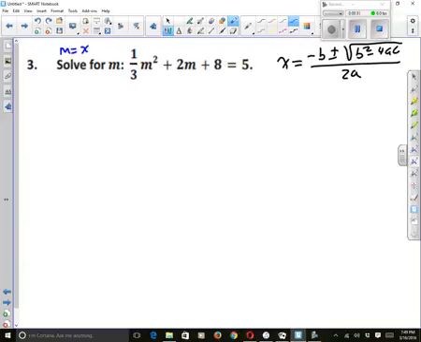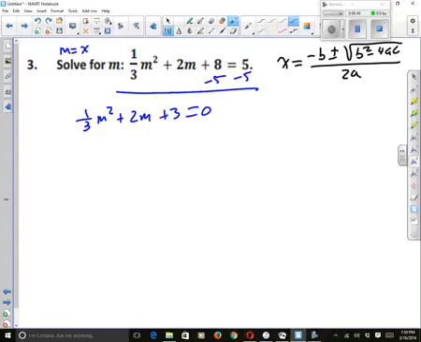All right, notice that I've got to subtract the 5 here and subtract the 5 here. That's going to give me 1/3 m squared plus 2m plus 3 equals 0. We now know that a is equal to 1/3, b is equal to 2, c is equal to 3, and now we can go to work with our quadratic formula.